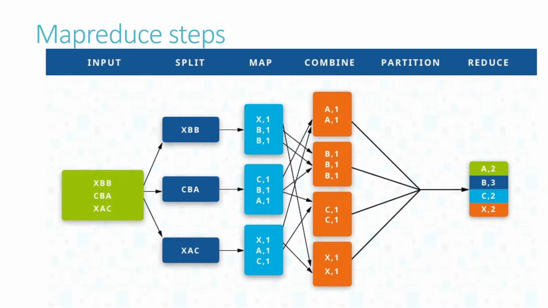So in the combine, the X's go together, the B's go together, the A's go together, the C's go together. Now you see we have values like A1, A1. If you reduce that, we add all the values in A's, that is 1 plus 1, which at the end gives A2. Here we have B, and 1 plus 1 plus 1, that's a 3. In the C, 1 plus 1, which is 2, and X, 1 plus 1, which is a 2. So those are the steps for MapReduce.